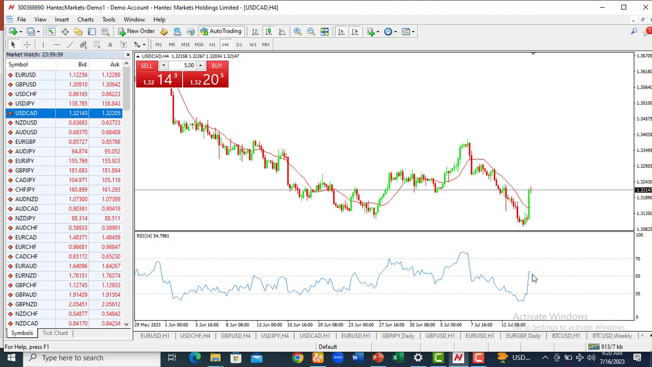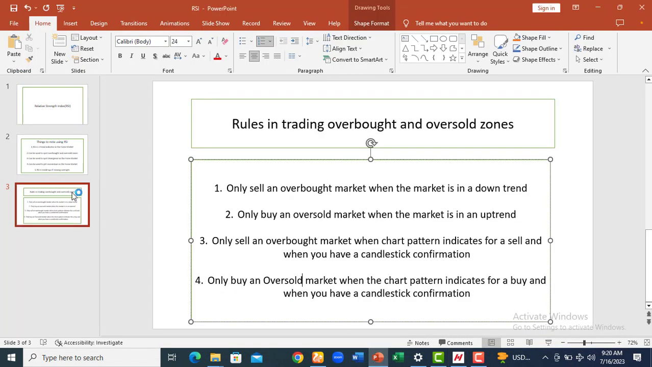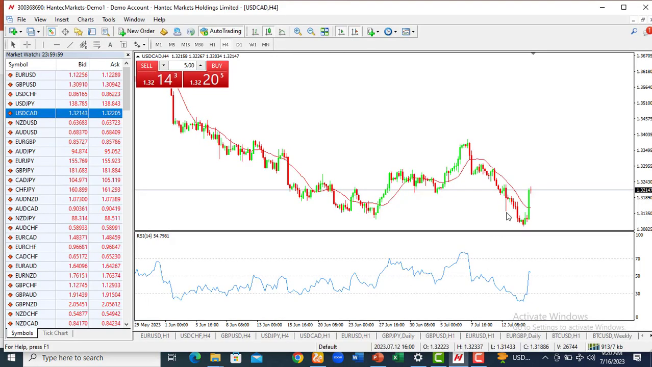Now, that a market is at 70 and above, which simply shows that the market is overbought, does not mean you should go selling the market. Remember the rules. Number one rule: only sell an overbought market when the market is in a downtrend. So you have to consider, is this RSI that is overbought in a downtrending market?